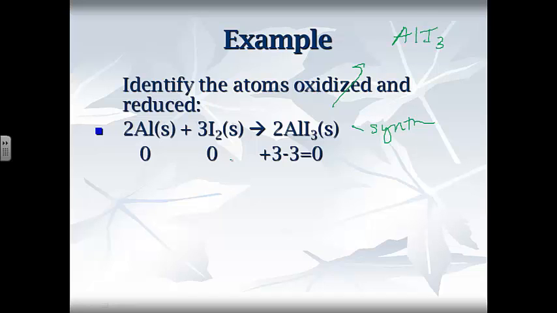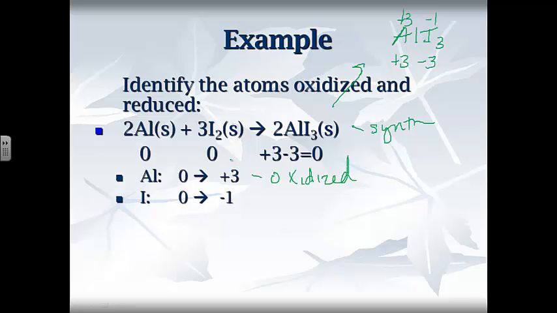Let me do this up here. You've got three iodides, each -1, which gets me to -3. Aluminum is +3. So aluminum goes from 0 to +3, so it is the one that is oxidized. And iodine goes from 0 to -1. I know the -3 is down here, but each individual one is a -1, so it is the one that is reduced.